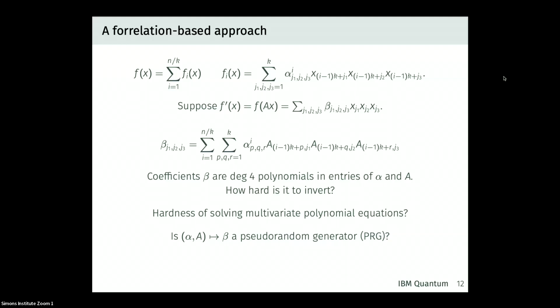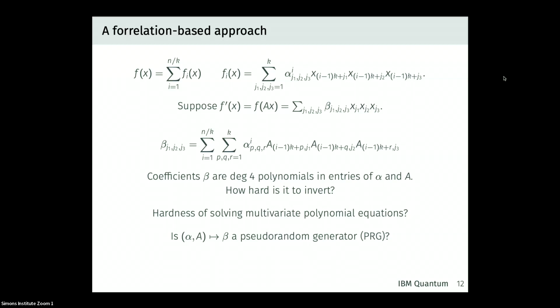And notice that the number of alphas is just linear in n, because you'll have roughly k cubed coefficients for each of these FIs. And the number of these FIs is roughly order n when k is a constant. So you have basically n times k squared of these coefficients. So you have linearly many alphas. The A is quadratic, so it's order n squared.